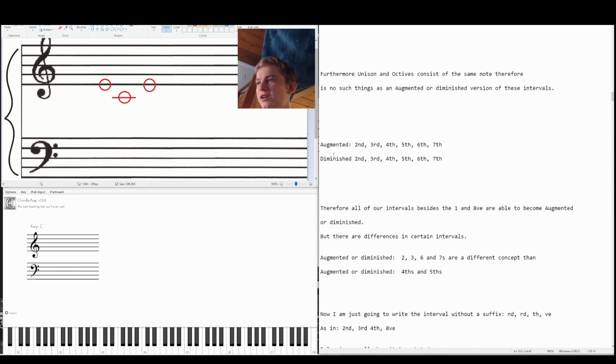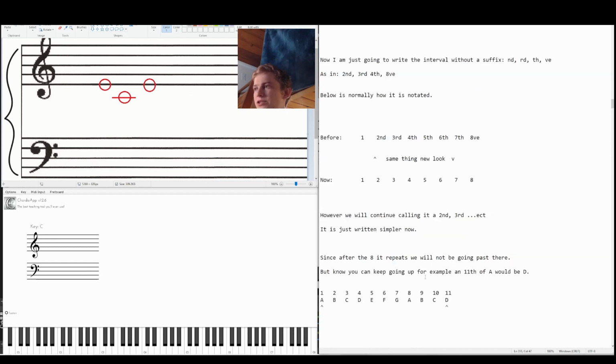So when we look at augmented and diminished, we have our second, third, fourth, 5th, 6th, and 7th that can be used for both of those. So therefore, all of our intervals besides the unison and the octave are able to become augmented or diminished. But there's a difference in certain intervals. So as I was showing you, the augmented or diminished 2nd, 3rd, 6th, and 7th are a completely different concept than an augmented or diminished 4th and 5th.